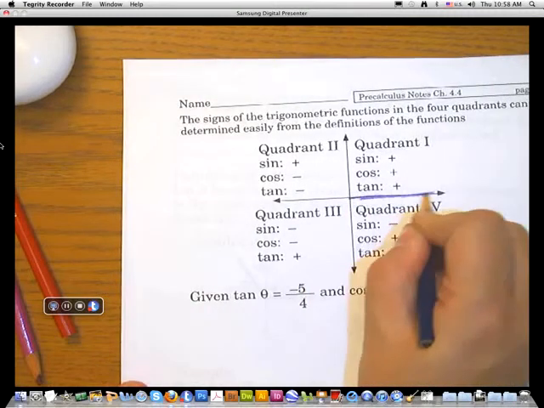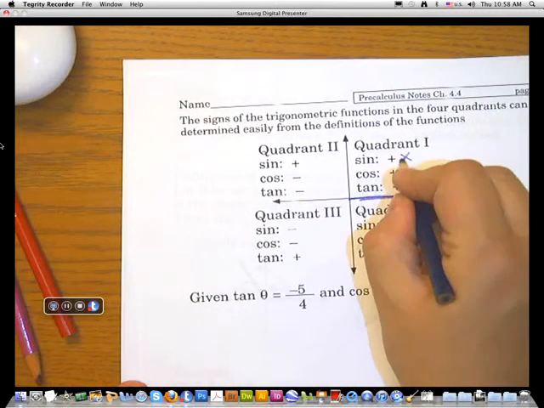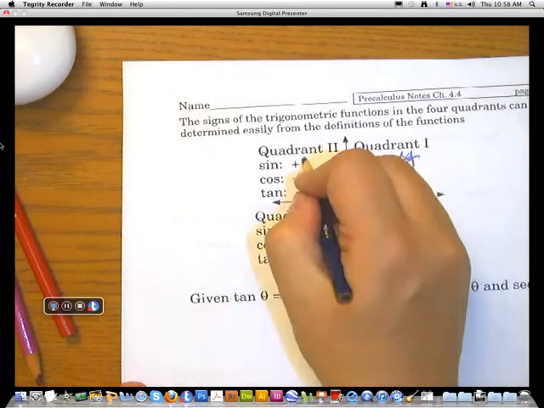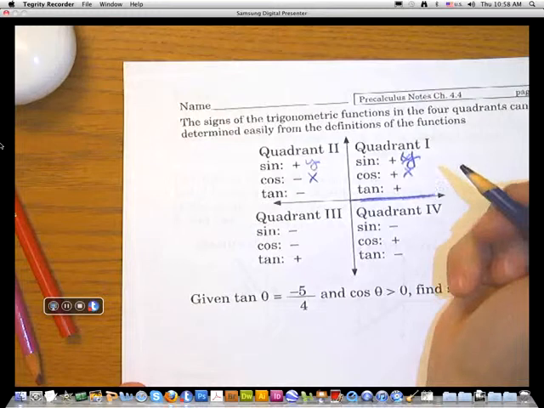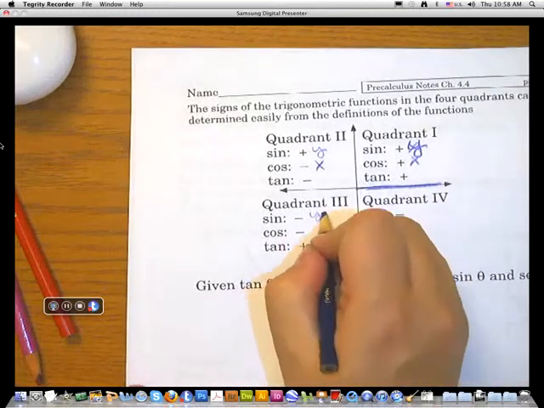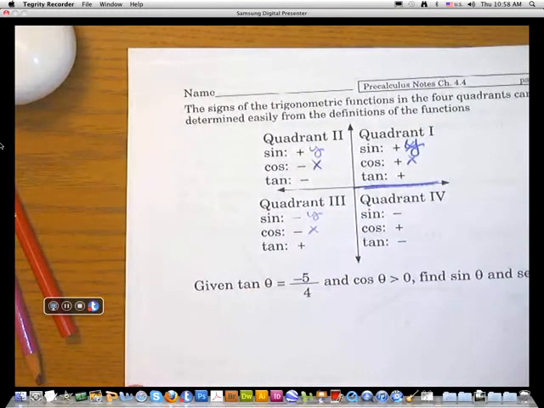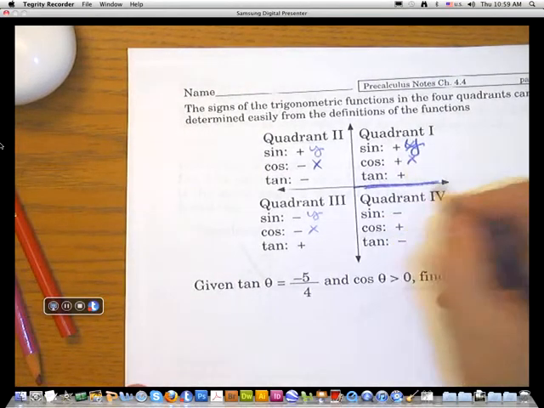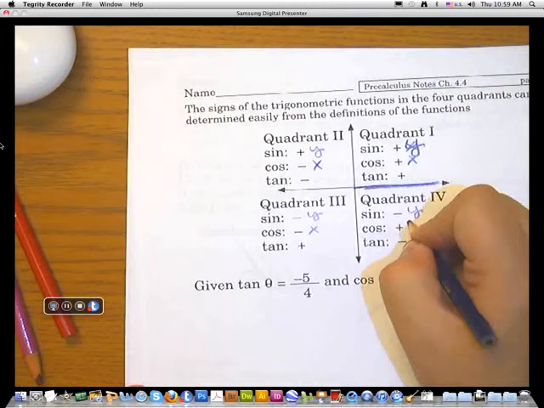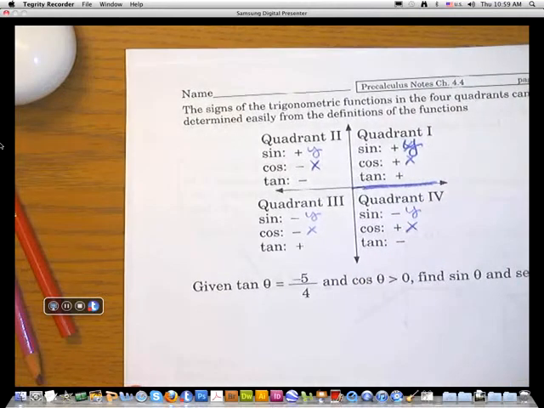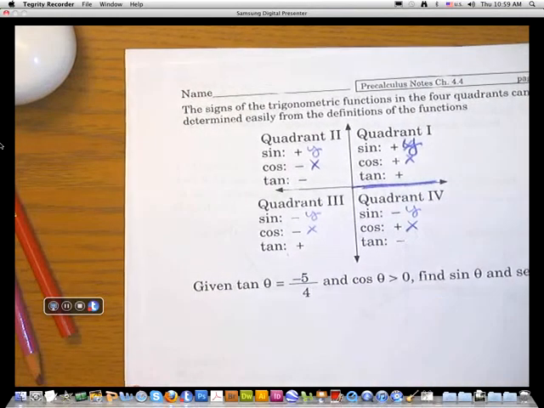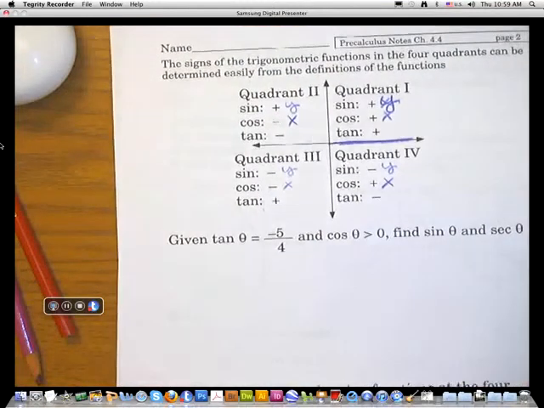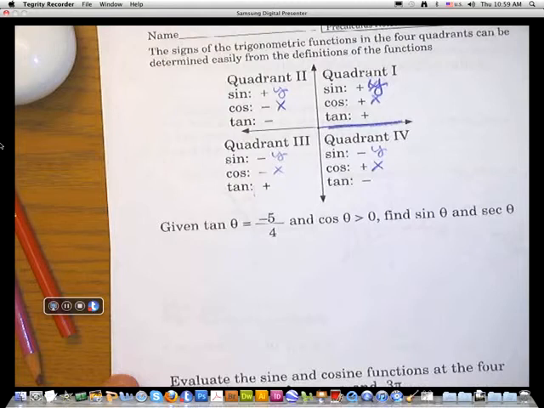If I'm in quadrant 1, all x values and y values are positive. Y is positive, x is negative in quadrant 2. Y is negative, x is negative in quadrant 3. Quadrant 4, y is negative, x is positive, and then the tangents correspond to our x's and our y's. So you should know that just based on what x and y is positive, negative in each quadrant.